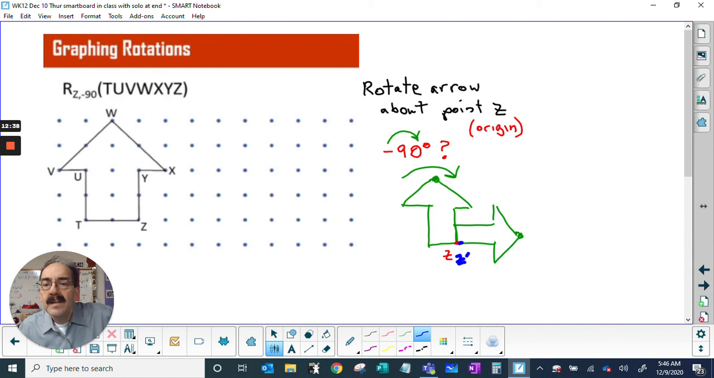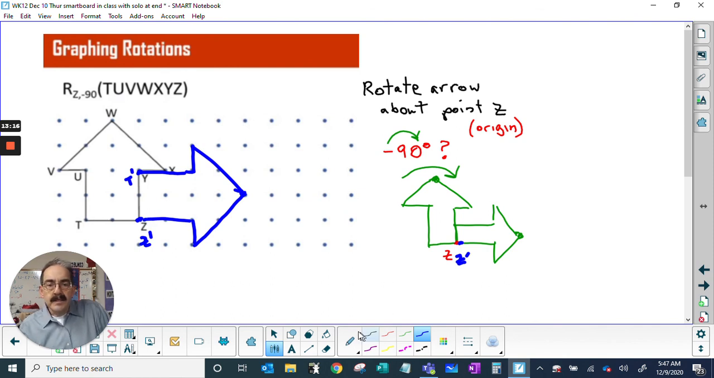Okay, so Z will stay Z prime. T is going to go right here, isn't it? It's going to be kind of messy, isn't it? Kind of messy. T prime. Then we got to go up 2 units. So there's our arrow. There's our arrow. For 90 degrees. Okay, so Z stayed at Z.